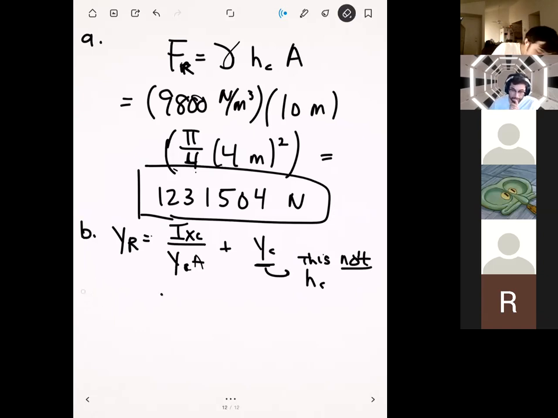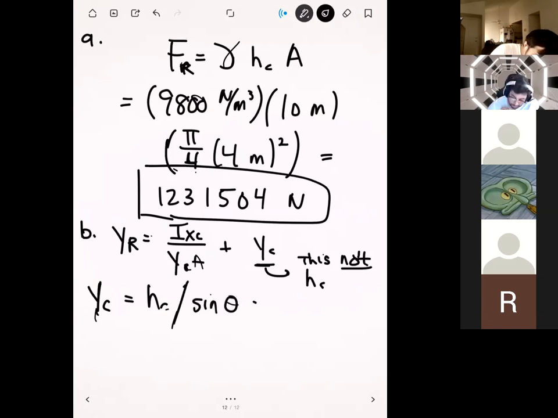We're basically going to use the angle that's given to us. We can say that YC is going to be equal to HC divided by sine theta, where theta is given in this case as 60 degrees. And if we plug in all the numbers, we get YC is equal to 11.55 meters.